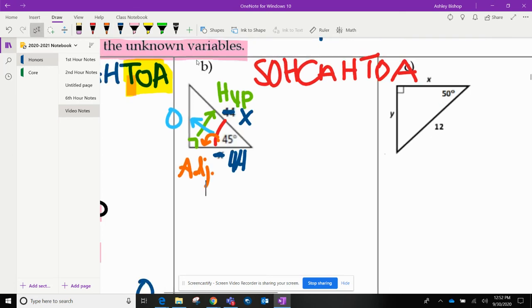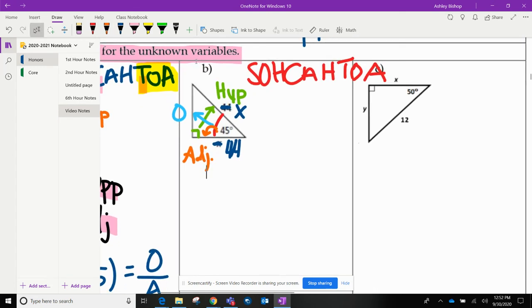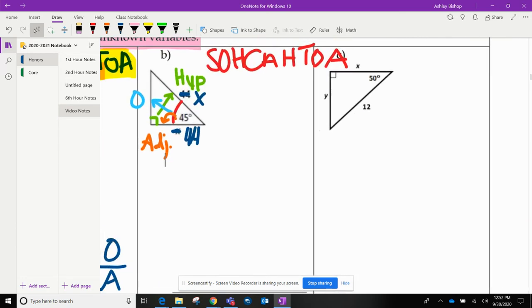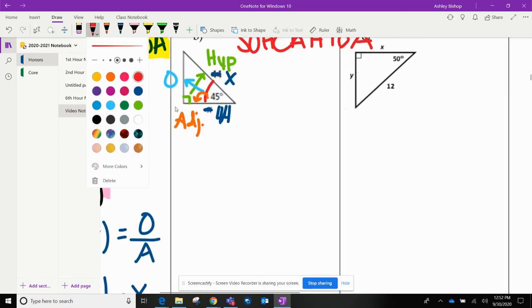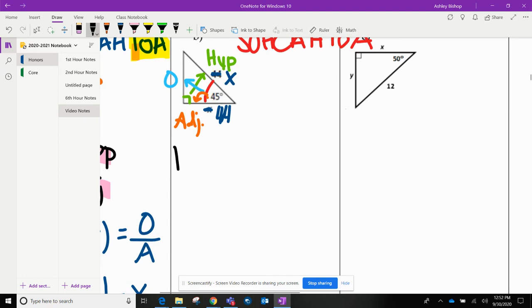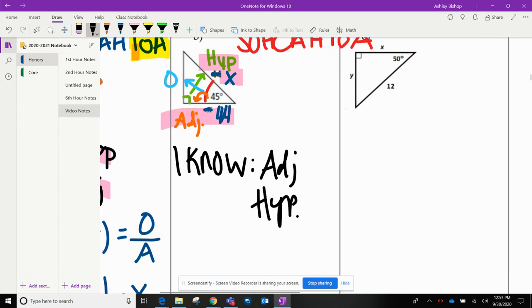All right, now that I have this, I need to do my next step, which from my next problem, I need to list out what I know. What do I know about the problem? What sides was I given? So I know I was given information for my adjacent side. I know my adjacent side is 44, and I know my hypotenuse is x. X is a piece of information. I have no information for my opposite side. So I know my adjacent side, and I know my hypotenuse.